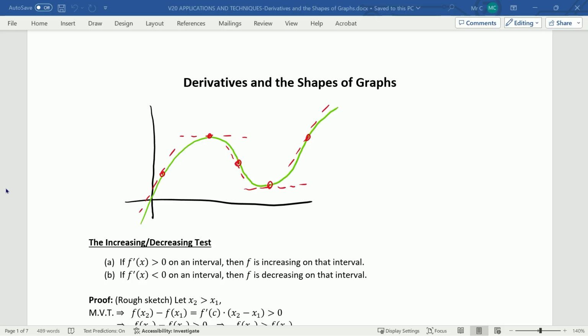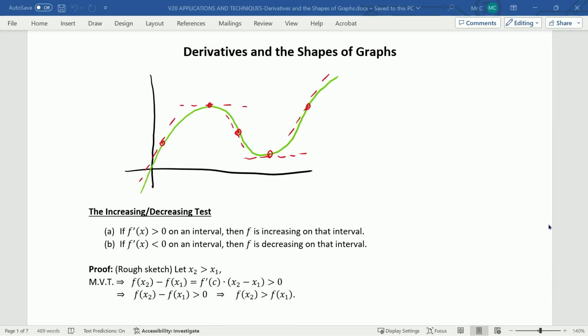So of course, we're going to formalize that a little bit more here. First, we start with the increasing-decreasing test. If f prime of x is greater than 0 on an interval, then f is increasing on that interval. And if f prime of x is less than 0 on an interval, then f is decreasing on that interval. Okay, so again, that's exactly that intuitive statement we just said. But let's try to sketch out a rough proof to make it a little more rigorous.